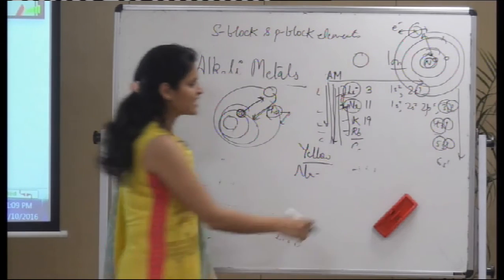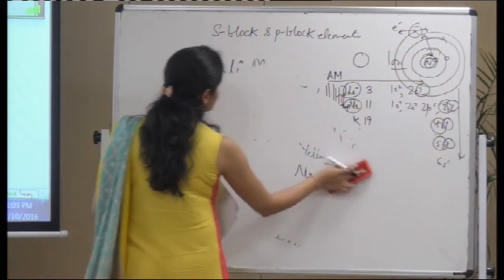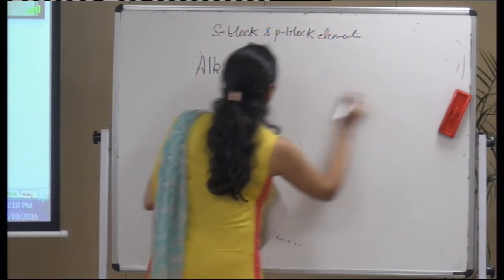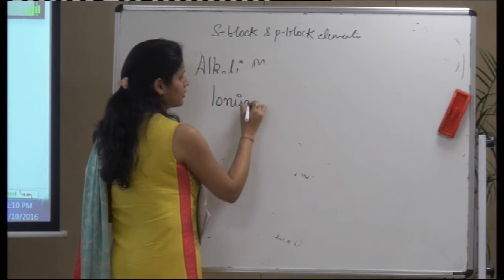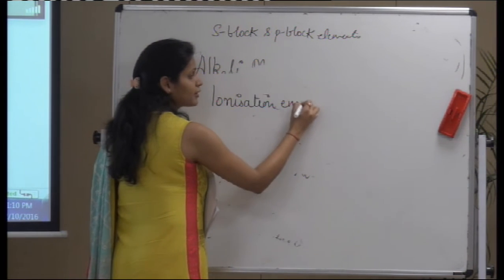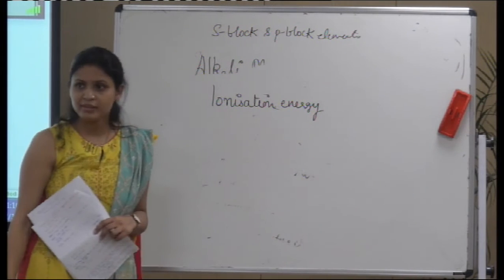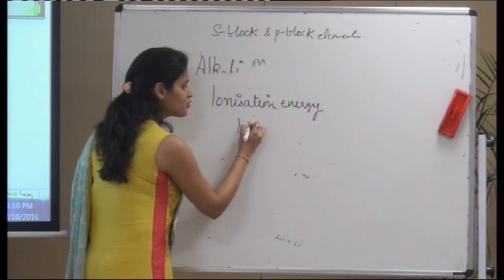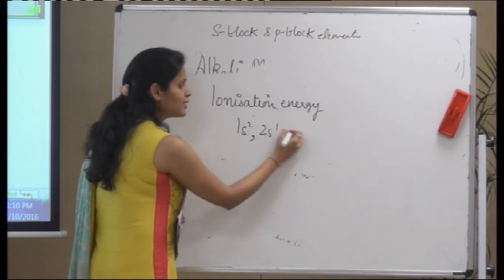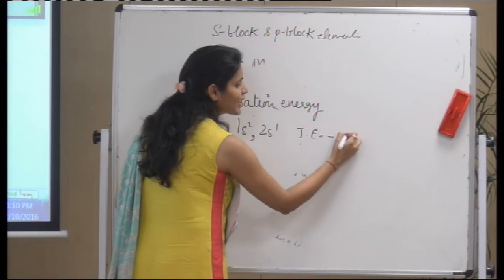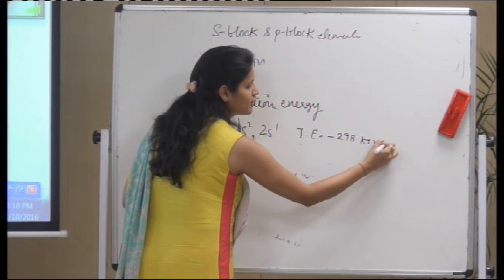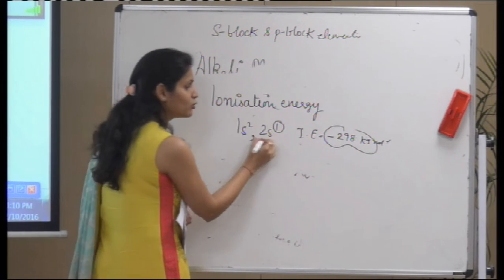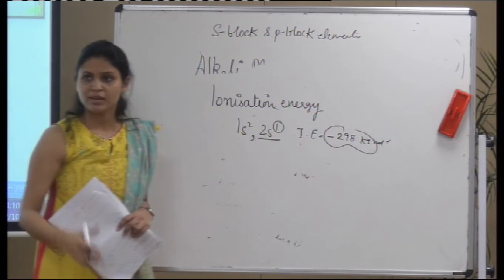Okay, next property is ionization energy. Down the group, ionization energy should... What is ionization energy? This is the energy required to remove the most loosely bound electron, right? If this is the configuration for my atom, 1s2 2s1, then the ionization energy is something like, say, 298 kilojoules per mole. So that means this much energy is required to remove this electron from this outermost shell. This is the ionization energy required.